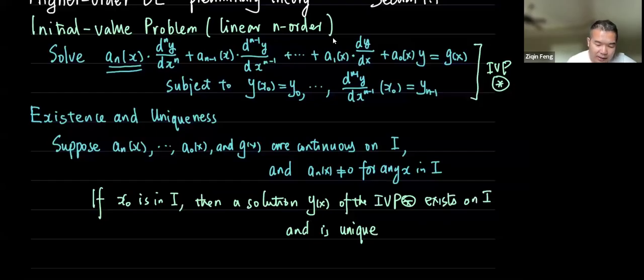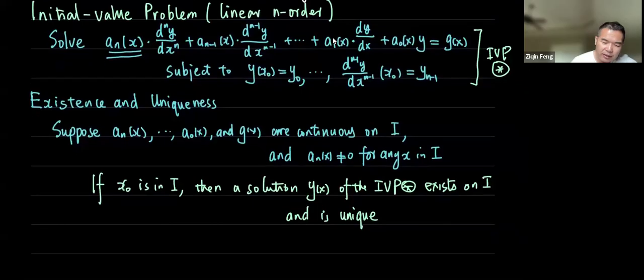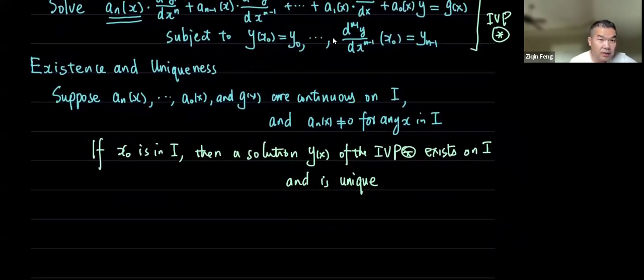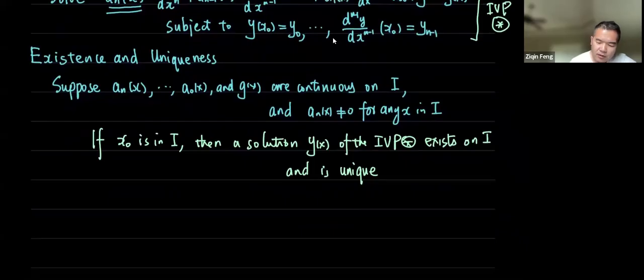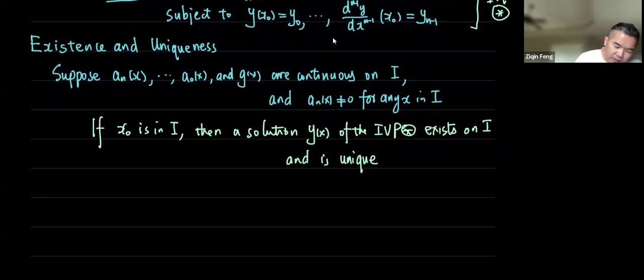So let's recap the conditions. All the coefficient functions together with g of x must be continuous. And also, the first coefficient a_n(x) can never be 0. So let's see some examples of how this result helps us understand the initial value problem.